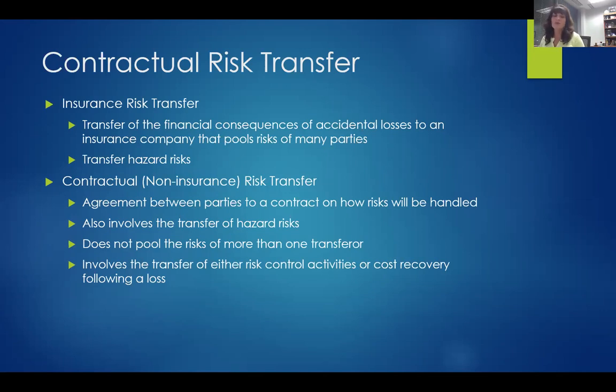It does not pool risks together from more than one transferor, the individual whose business is utilizing a third party to help them. So it's not stretching it out over multiple parties. It's actually just taking the risk of one party and transferring it to someone they're doing business with. On either side, a non-insurance risk transfer can either be transferring some of the risk control activities, meaning they're more directly involved with the process or the activity that they're doing, so they can help mitigate the risk, or on the other side of it, they can help in the cost recovery part following the loss.